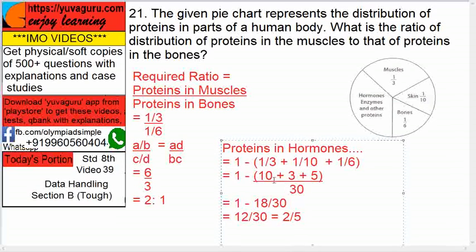LCM is 30. So 3 tens are 10. 10 threes are 3. 6 fives are 5 upon 30. Solve this. 18 by 30. 1 minus 18 by 30 is 12 by 30. Then 2 by 5. That is the proteins in hormones, enzymes, etc. Whatever it is. But that is not asked in the question. It was just an additional part given to you.